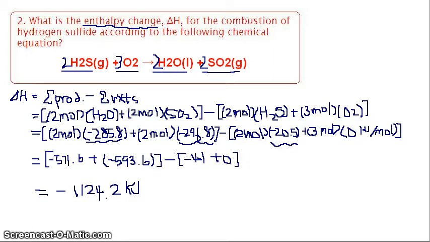Recalling what we've learned during class, the equation to finding the enthalpy change is the sum of products minus the sum of reactants. If you extend this formula, it will look like the one below: 2 moles of H2O from the product plus 2 moles of SO2, minus 2 moles of H2S from the reactants plus 3 moles of O2. When you actually plug in the values from the chart that was given during the test by Mr. Brown, you will end up figuring out the value of the answer. It is negative 1124.2 kilojoules. That will be the answer.